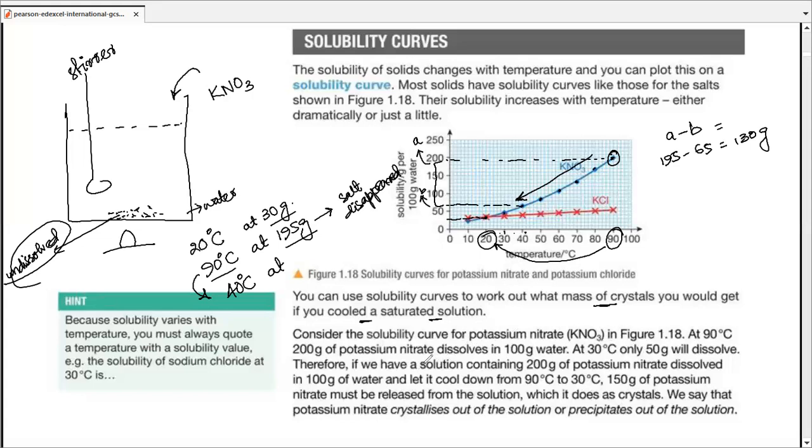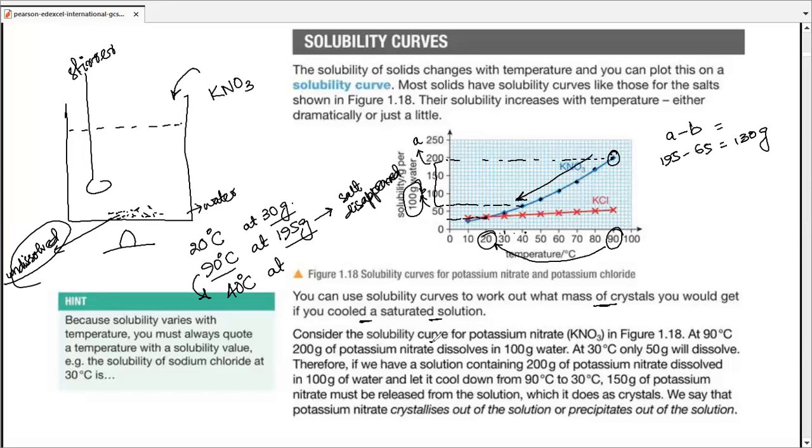We tend to give students questions going from a higher temperature to a low temperature. And what we want them to do is to subtract the values of the salt dissolved per 100 grams of water so that they can give us the answer. The same thing has been done over here.